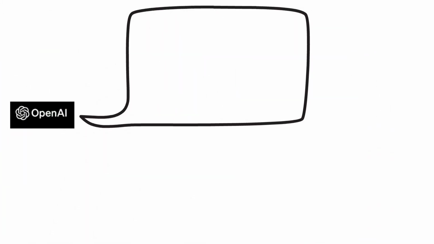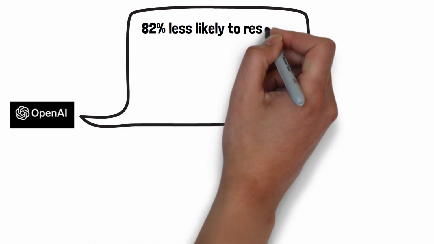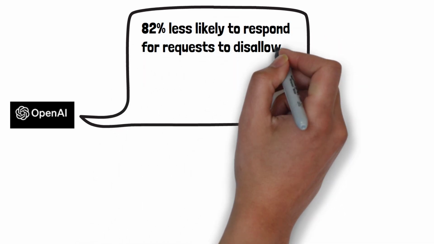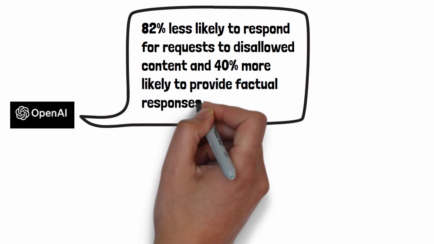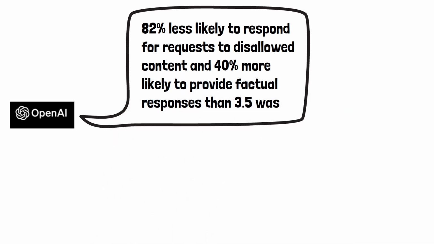The third difference between GPT-4 and 3.5 is that OpenAI claim it is 82% less likely to respond to requests for disallowed content, and 40% more likely to provide factual responses than 3.5 was. This will hopefully prevent some of the cases of ChatGPT spitting out responses that are factually incorrect, such as dates events happened or place names.